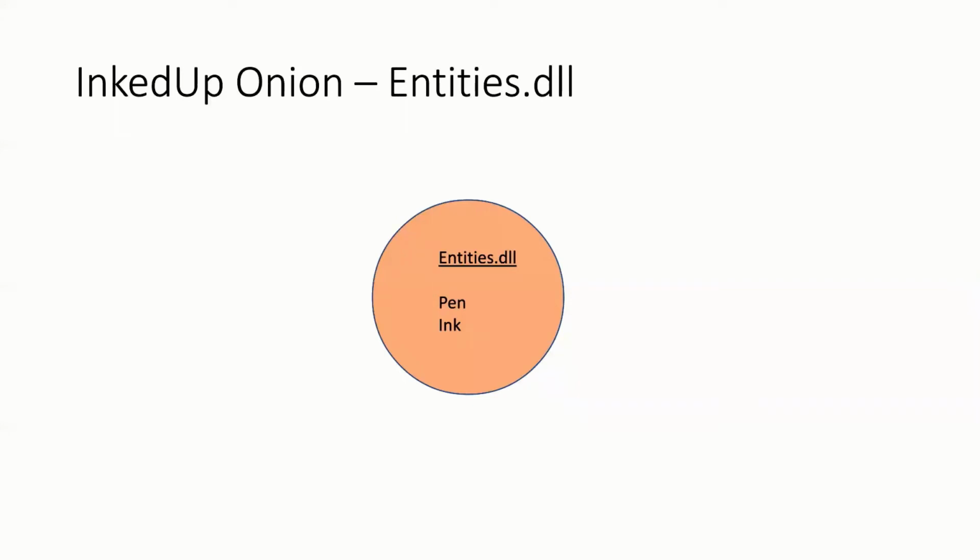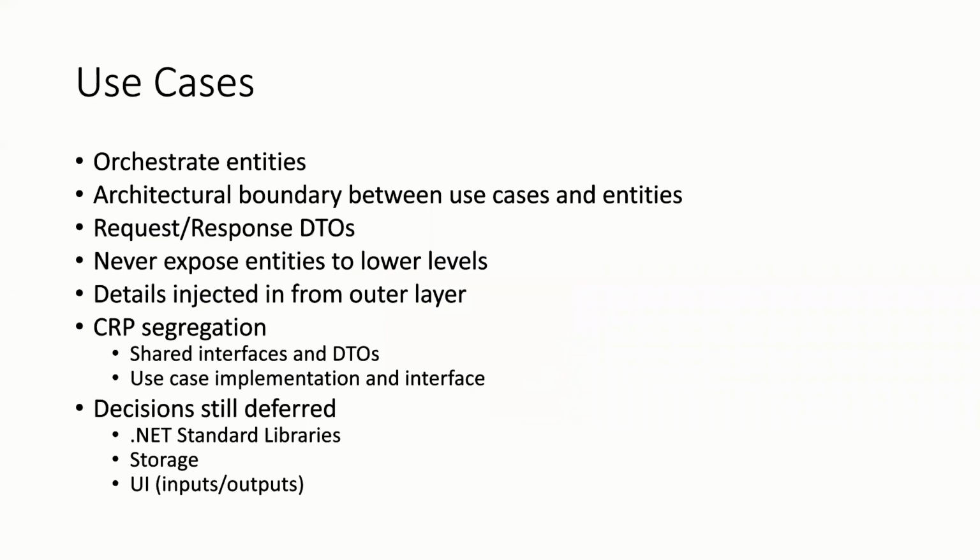So this is our inked up onion so far. We've got one thing, and that's the center of the onion. We've got entities in there, and we've got pen and we've got ink. So if we come out now to the next layer of the onion, we've got use cases. Now, what use cases do is they orchestrate entities. So they set the business critical data on the entities. They ask the entities to perform their rules. In a bigger application, they might have several different entities that are involved in the same use case. But use cases essentially orchestrate entities.